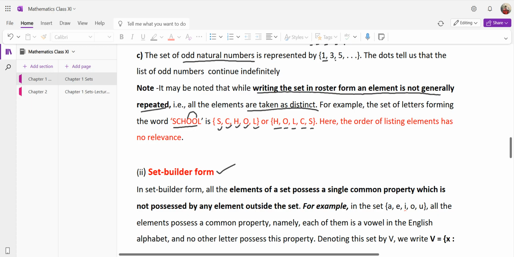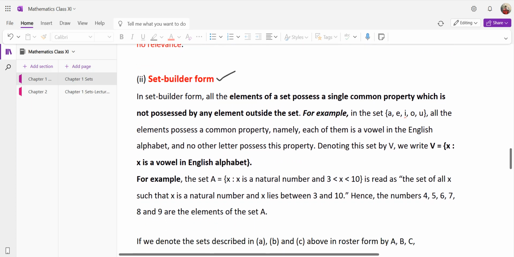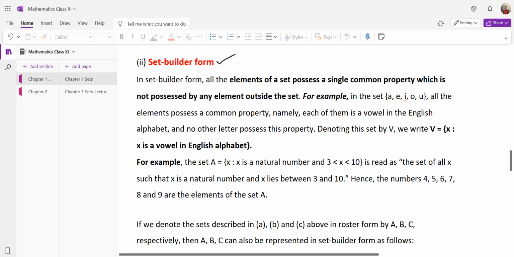The second form is set builder form. In set builder form, all the elements of a set possess a single common property which is not possessed by any element outside the set.